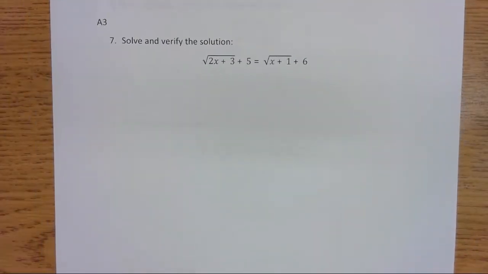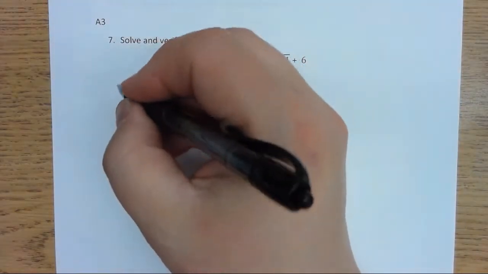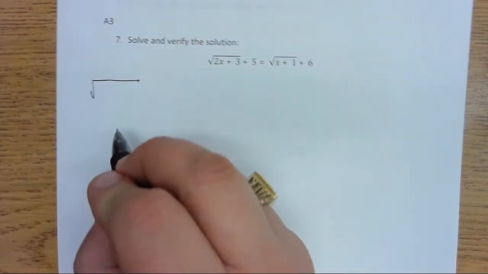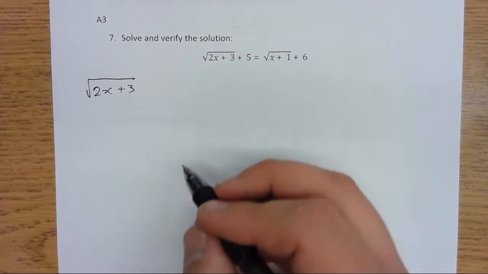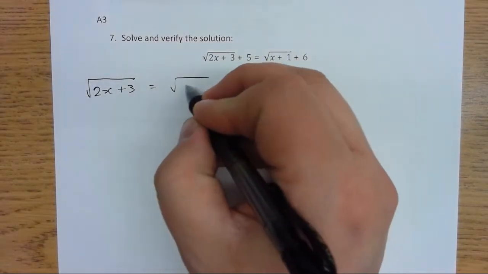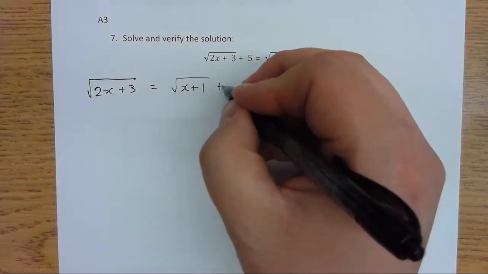All right, one of these guys. So the first step when you're doing these is to make sure that you isolate one of the radicals. I'll isolate the one that's on the left. So this is going to be 2x plus 3, and then I'm going to move the 5 to the other side of the equation, and I'm going to get 6 minus 5, which is plus 1.